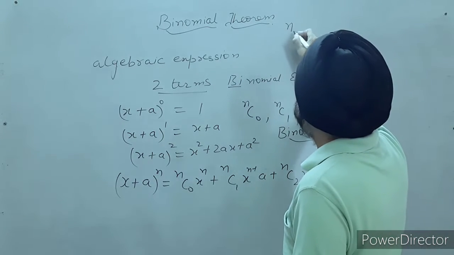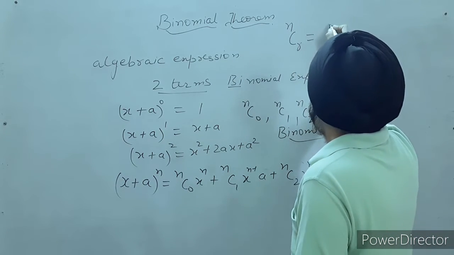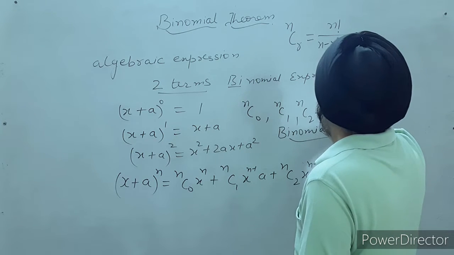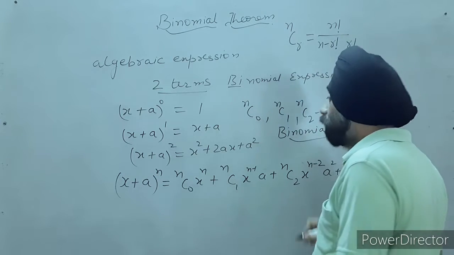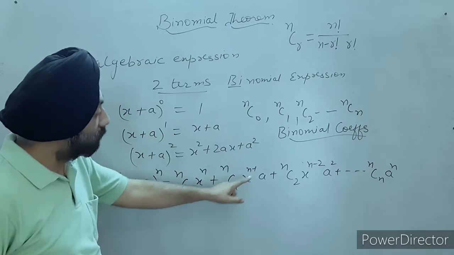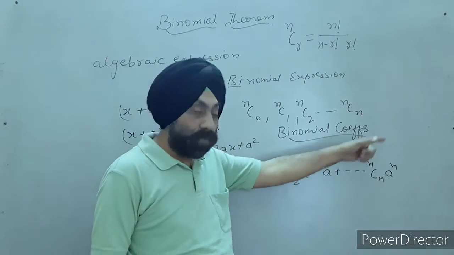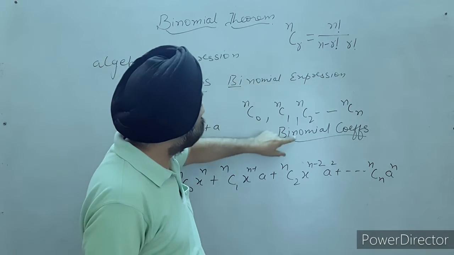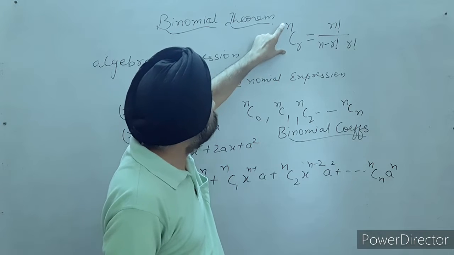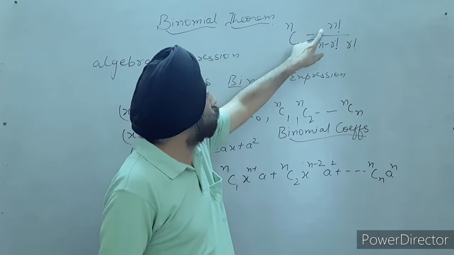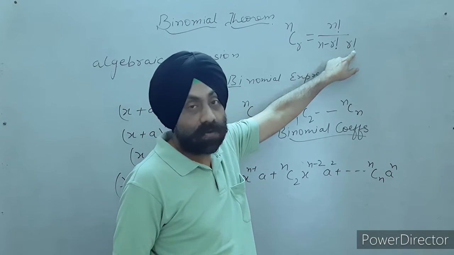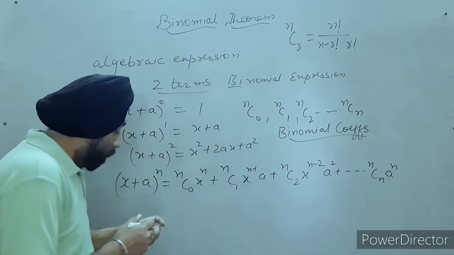The formula is this: ncr equals n factorial upon n minus r factorial into r factorial. nc0, nc1, nc2 up to ncn, these are called the binomial coefficients, and they can be calculated by using this formula: ncr equals n factorial upon n minus r factorial into r factorial.